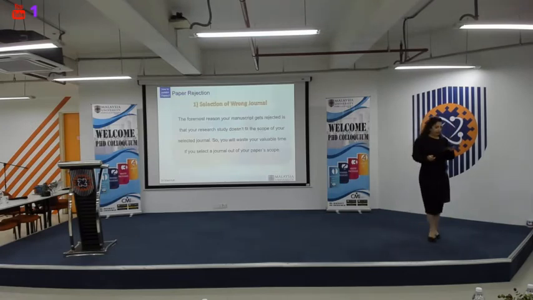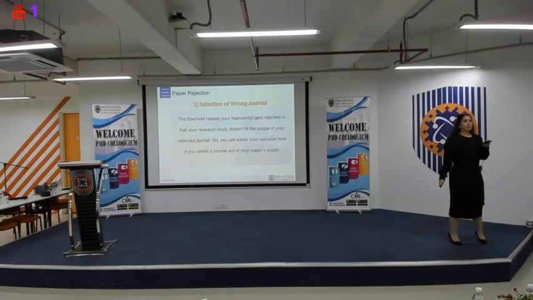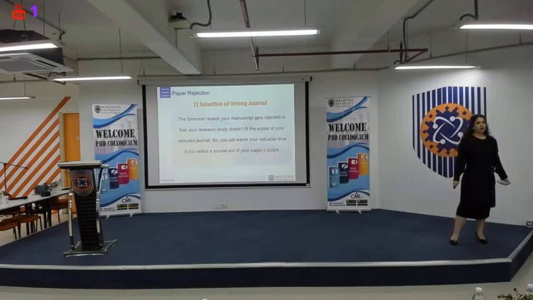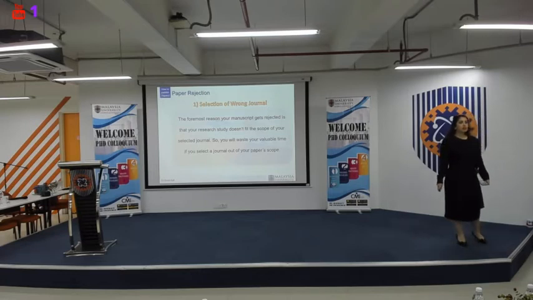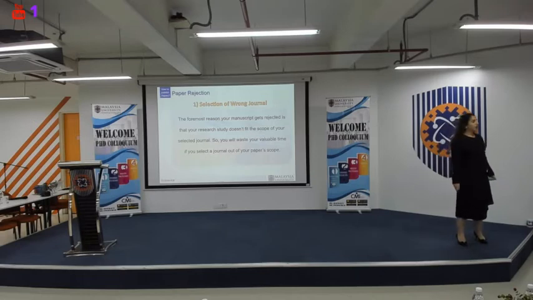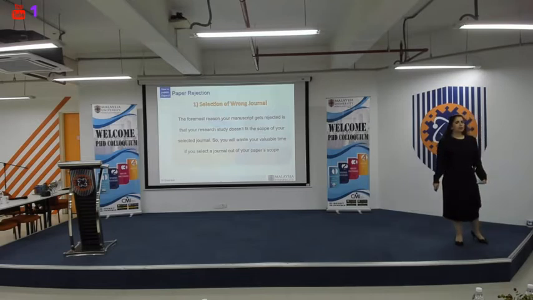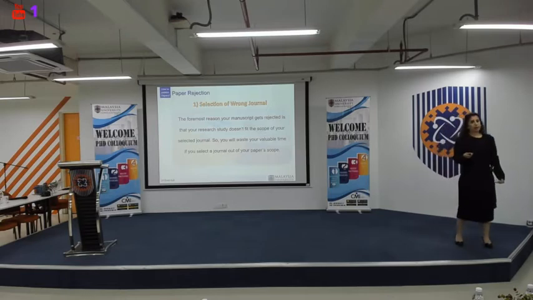Okay. The first main reason for paper rejection is selection of the wrong journal. Sometimes you see a journal which is free, or maybe you find the title of the journal very attractive. And then you think, okay, this journal is about management studies. So without reading the scope of the journal, you try to submit your paper to that journal. And then, surprisingly, you will receive rejection from that journal.